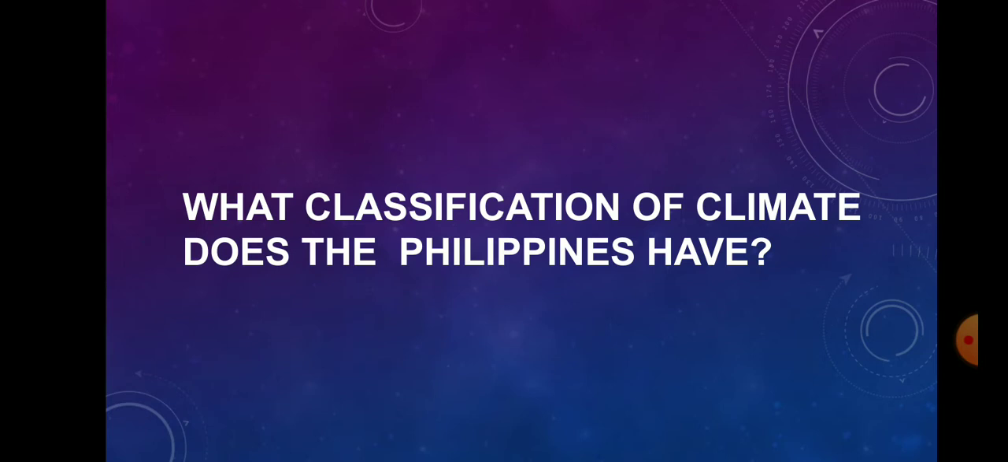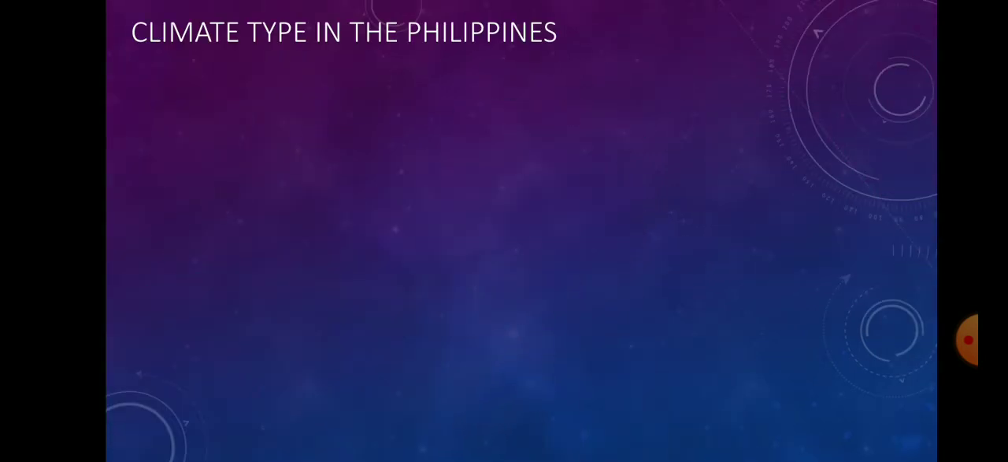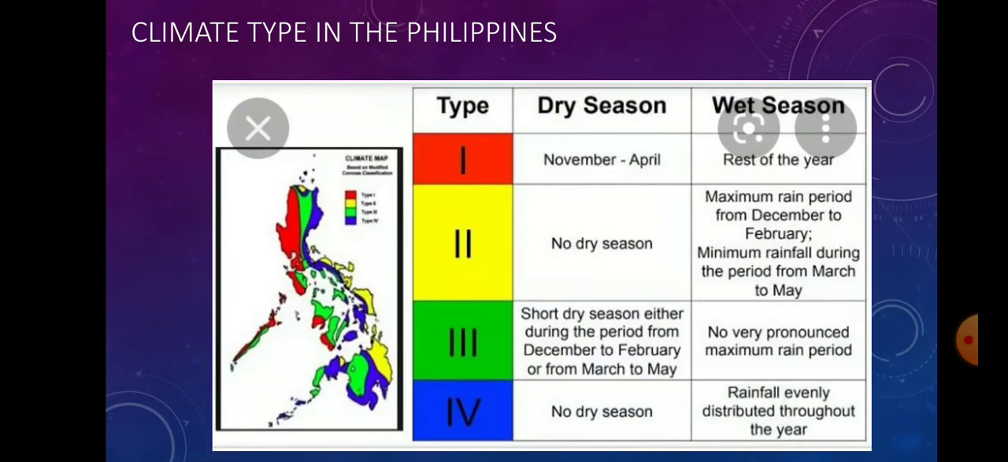What classification of climate does the Philippines have? Climate type in the Philippines. As you can see, we have two types of climate, dry season and wet season. We have four types. In the first type, we experience a dry season from November to April and a wet season the rest of the year.